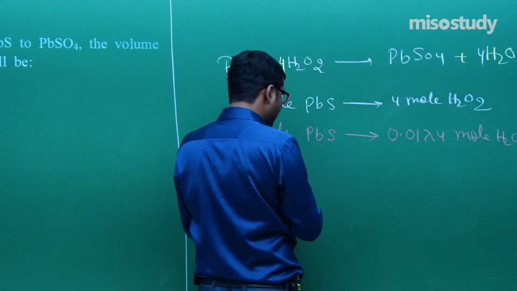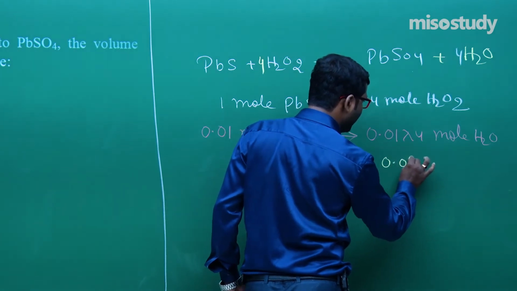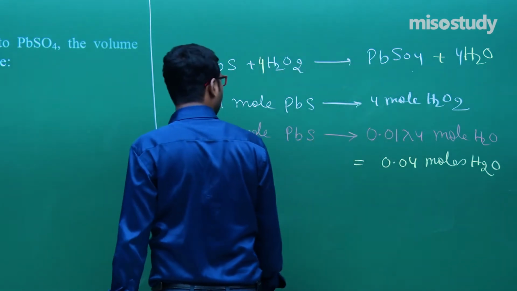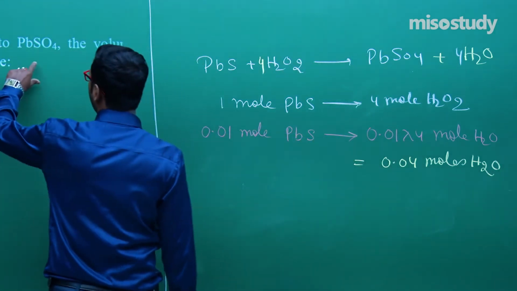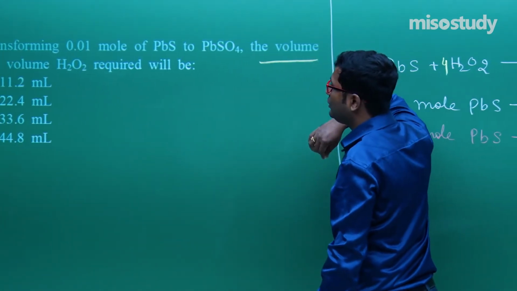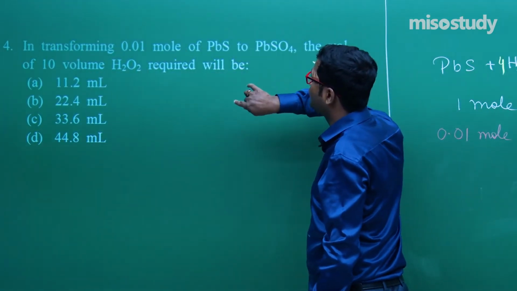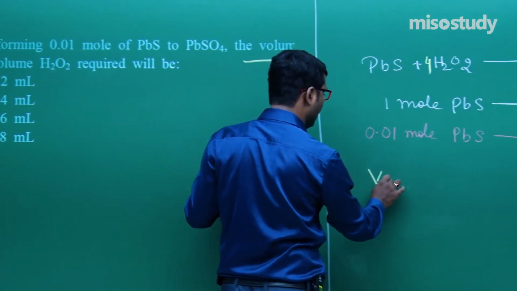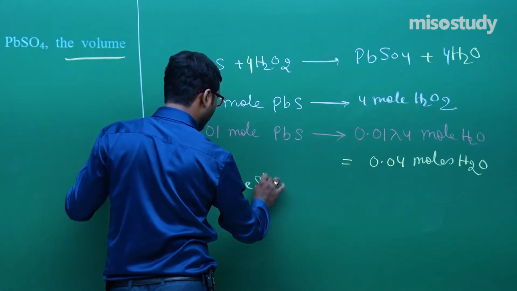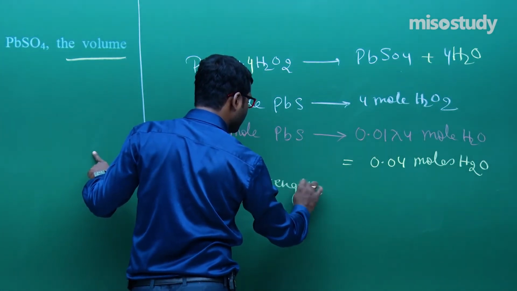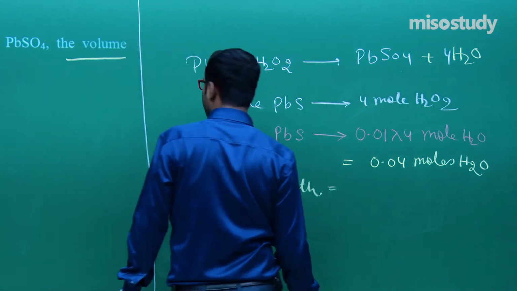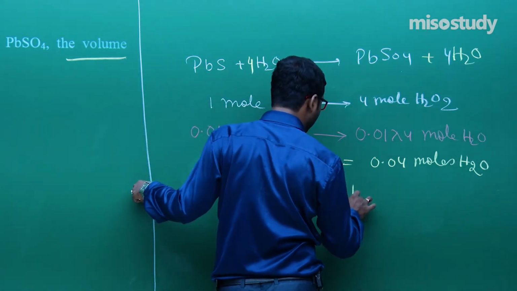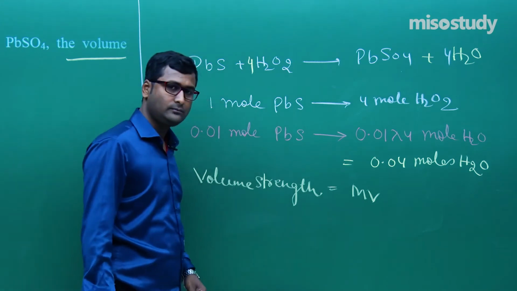Yes sir, that is equal to 0.04 moles of H2O2. Clear? Now what is given here according to the question? The volume of 10 volume H2O2. Now in terms of volume required will be, as we know, volume strength. Clear to you? Volume strength is given here 10. Volume strength is equal to, what will happen? Volume strength is equal to, tell me, M into V.